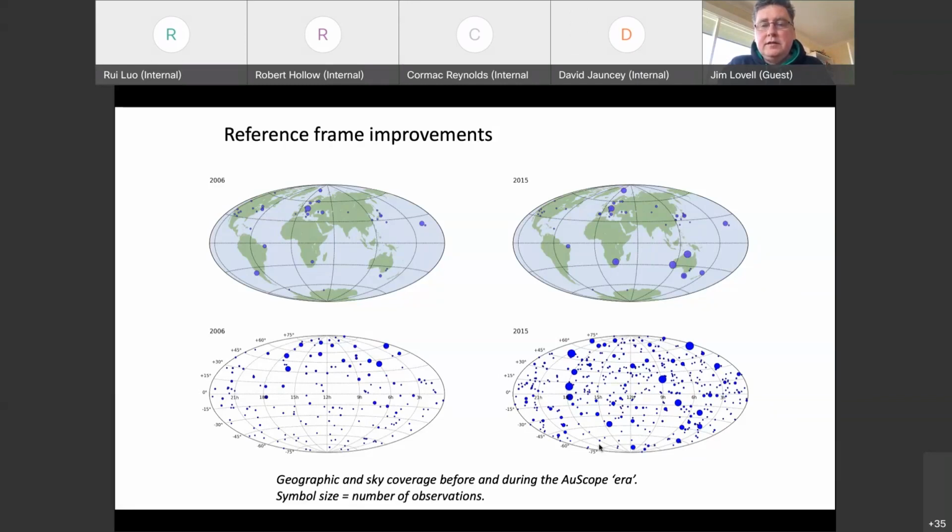You can see the new antennas there, plus one in New Zealand, which Auckland University run. We did a lot of survey work in the south, and you can see the improvement in the sky coverage and an improvement in the reference frame as a consequence. That was the real achievement, I guess, of Ozcope.